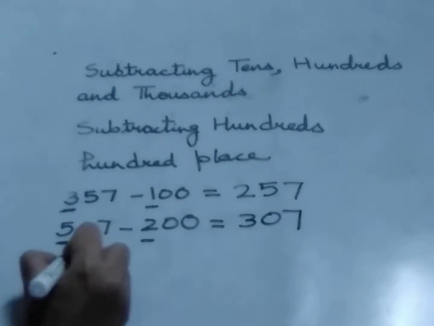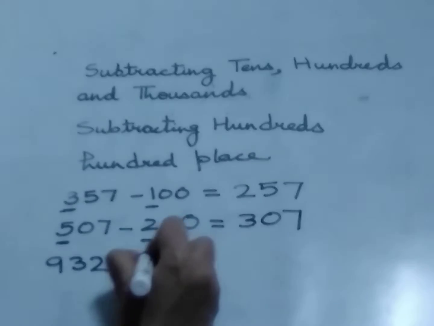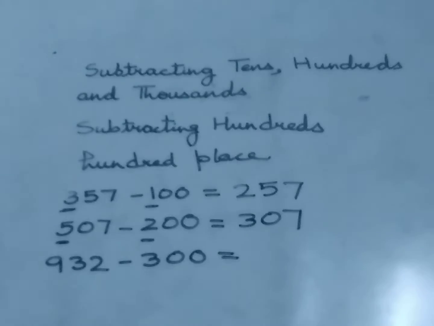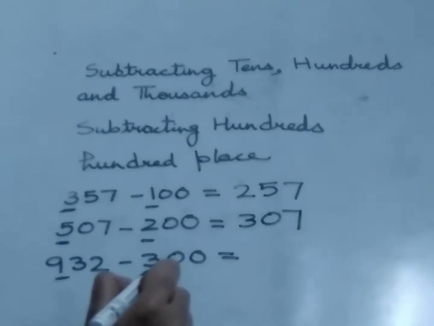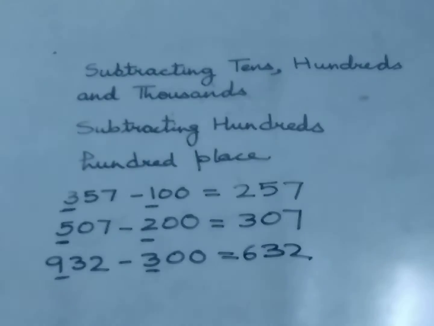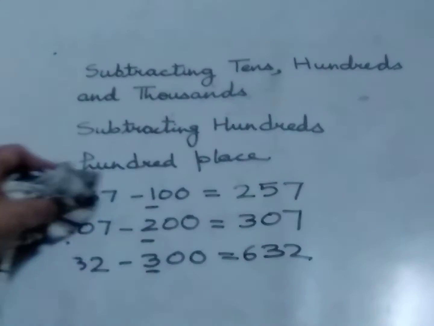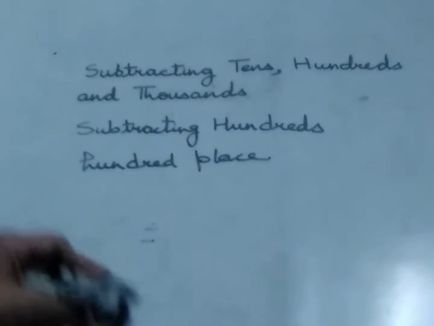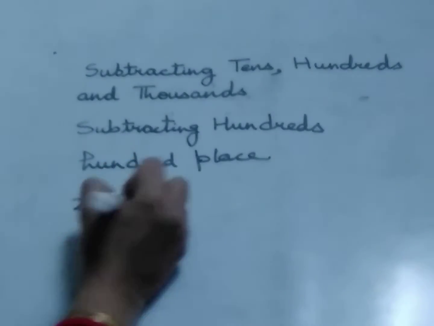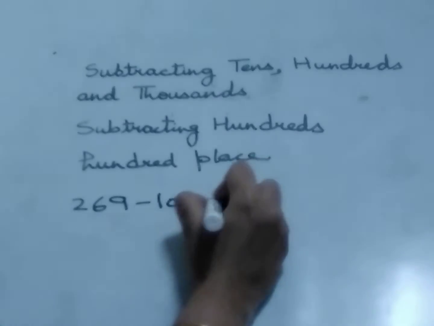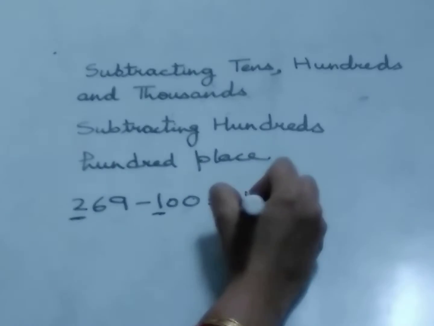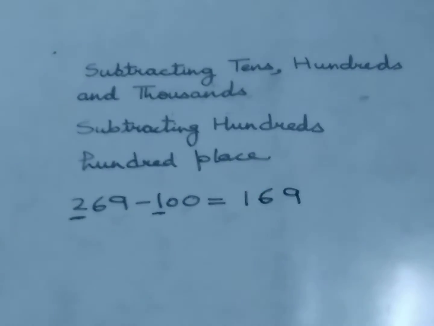Next number is 932 minus 300. Again decrease the hundreds digit by 3. So it becomes 632. Your next number is 269 minus 100. Decrease the hundreds digit by 1. Answer is 169.